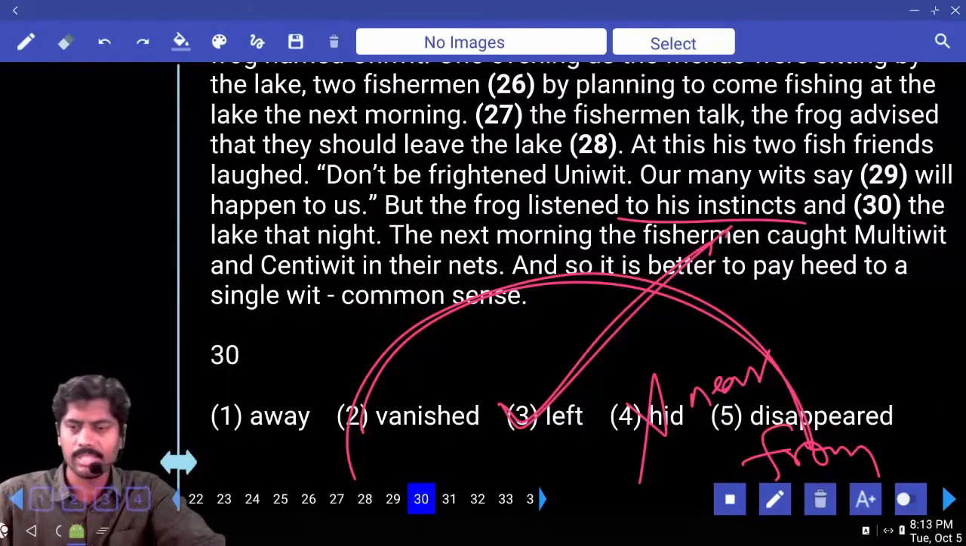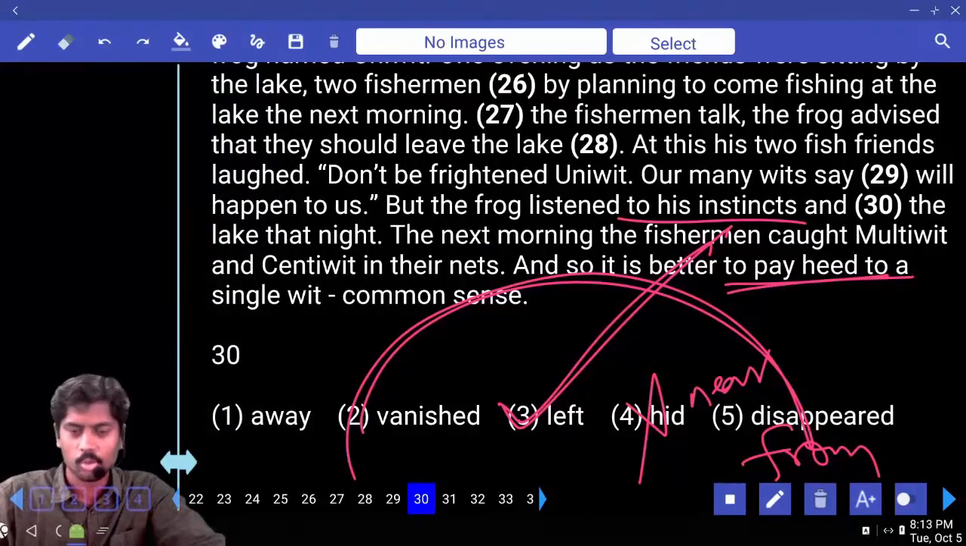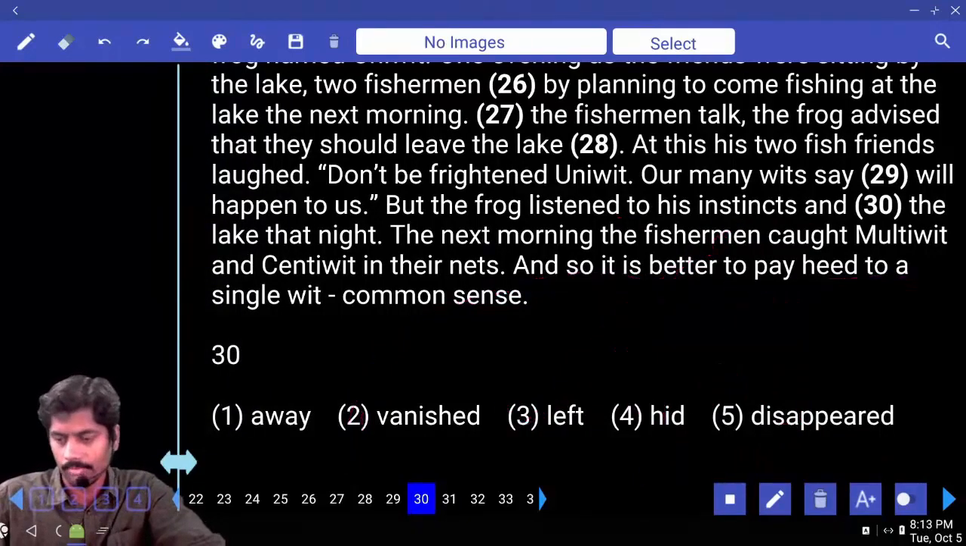He left the lake. The next morning the fishermen caught multivit and centivit in their nets. And so it is better to pay heed. Pay heed means pay attention to a single wit, common sense. So use common sense. That is the moral of this story.